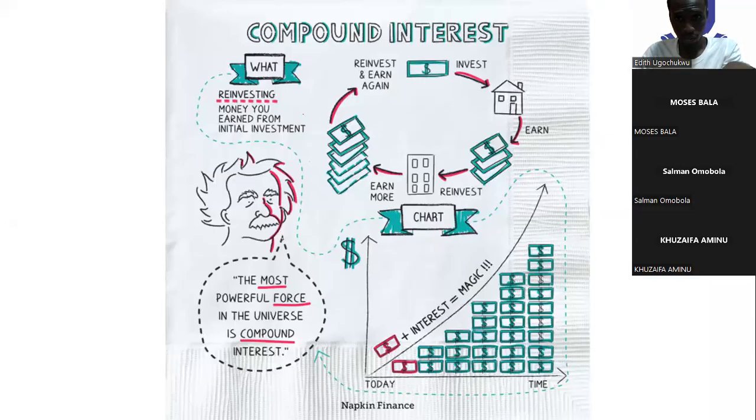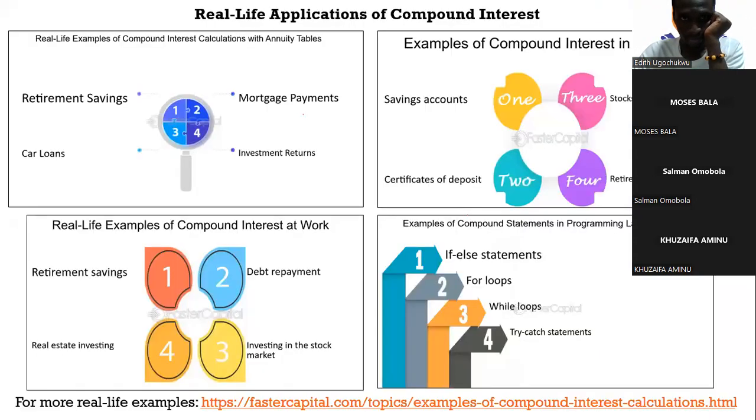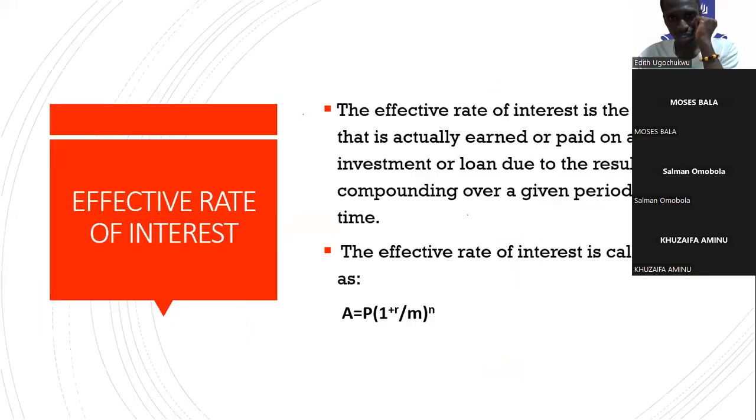You can see this other one as well. This is just for us to understand. Real life application of compound interest: you can see retirement saving, mortgage payments, car loan, investment returns. These are real life situations where compound interest is applicable. Examples of compound interest in action: savings account, certificate of deposit, retirement account, stocks and bonds. These are financial market investments open in the stock exchange for us to understand.